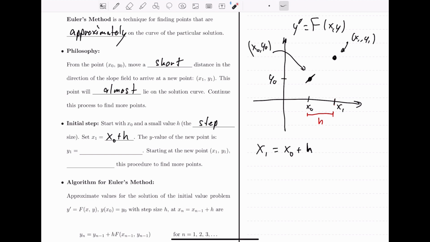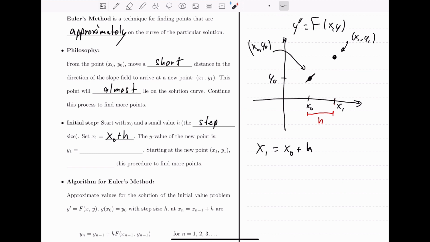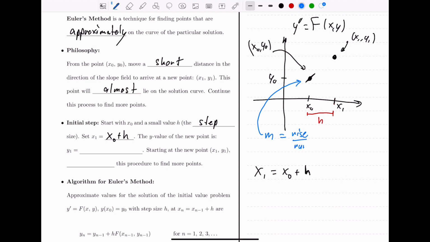How do we find the y value of this new point? We're calling it y1, and how do we get it? Well, let's think of what's happening here at our starting point. Here we have this small line segment, and the slope here is dictated by the differential equation. So let's talk about the slope here of this small line segment. I'm going to think of it in a couple different ways. I'm going to first call it rise over run. We can think of a slope as a rise over run. And the rise is the change in the y values. So this is the rise. The run is the change in the x values. So here's the run, and we can think of slope as rise over run.